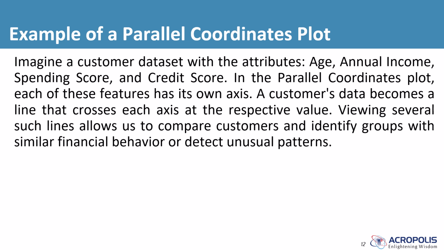Example of parallel coordinate plots. Imagine a customer dataset with the attributes age, annual income, spending score, and credit score. In the parallel coordinate plot, each of these features has its own axis. A customer's data becomes the line that crosses each axis at the respective value. Viewing several such lines allows us to compare customers and identify groups with similar financial behavior or detect unusual patterns.